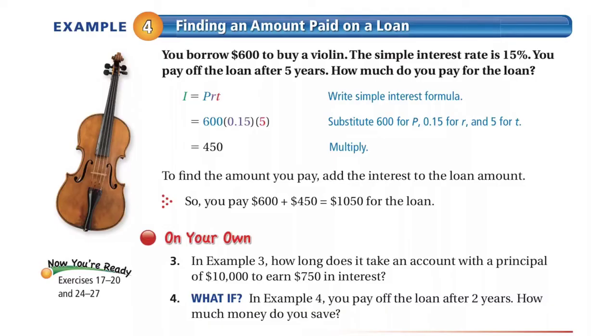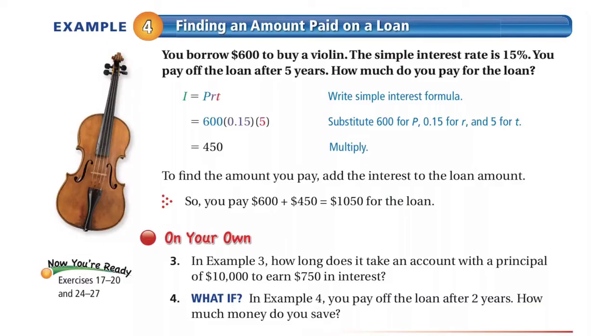Finally, in example 4, we're finding an amount paid on a loan. So this time, we're the ones taking the money. The bank is giving us the money, and we have to pay them the interest because they're letting us use their money. So you borrow $600. That's the principal because that's what the bank gave you. The interest rate is 15%. Notice, a whole lot higher than they were giving us. And you pay it off in 5 years.